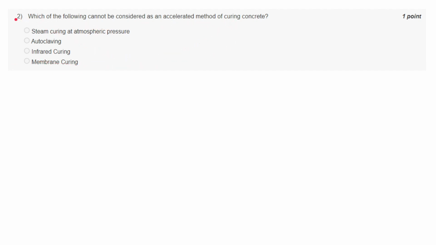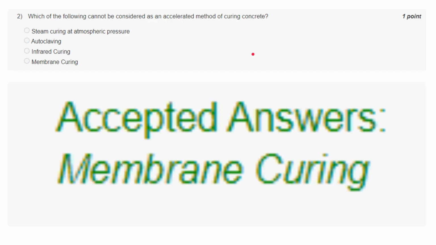Which of the following cannot be considered? Membrane curing cannot be considered directly as an accelerated method of curing concrete. So the answer is membrane curing.